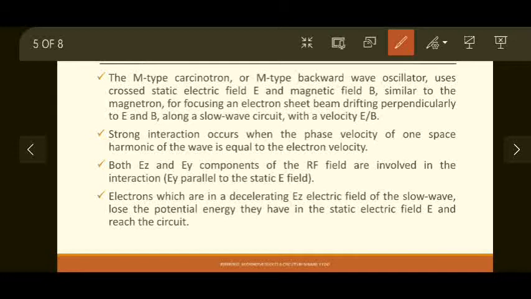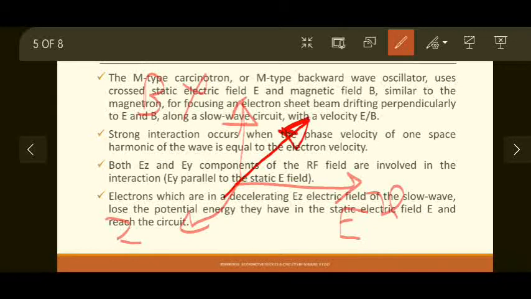So if I say this is X, this is Z, and this is Y. Okay, this is X, Y, Z. So if the electric field is in this direction, the magnetic field will be in the Y direction and wave propagation will be in the Z direction. So rather than wave propagation, I will say now the electron beam is drifting perpendicular to E and B. Perpendicular to B because B is in Y and the beam is in Z. Perpendicular to E because E is in the X direction and the electron beam is in the Z direction.